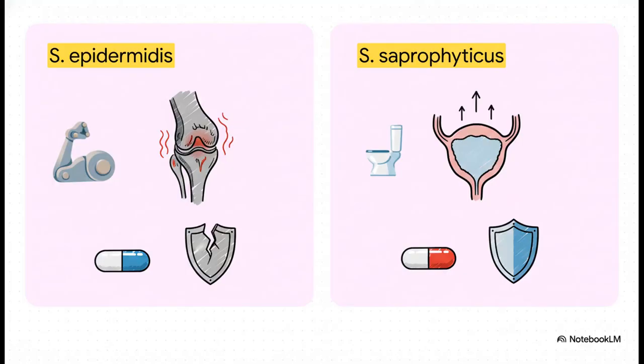So here we can see them side by side. On the left, S. epidermidis. This one lives all over our skin and is an absolute master at infecting medical devices like catheters and artificial joints. Then on the right, S. saprophyticus. It has a totally different specialty. It's a leading cause of urinary tract infections, especially in young women. And notice that final clue down at the bottom. One is sensitive to an antibiotic called novobiocin, while the other is resistant. That's another key lab test that lets us tell these two apart.